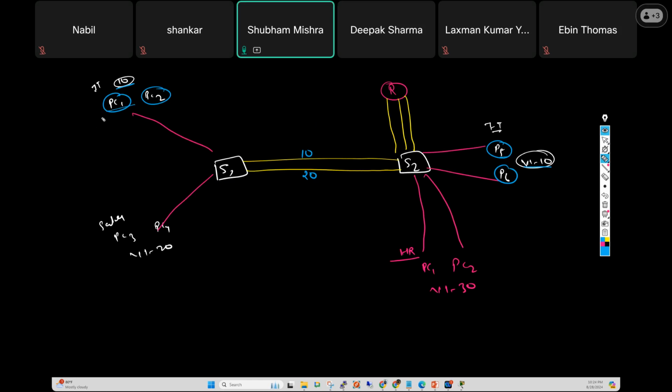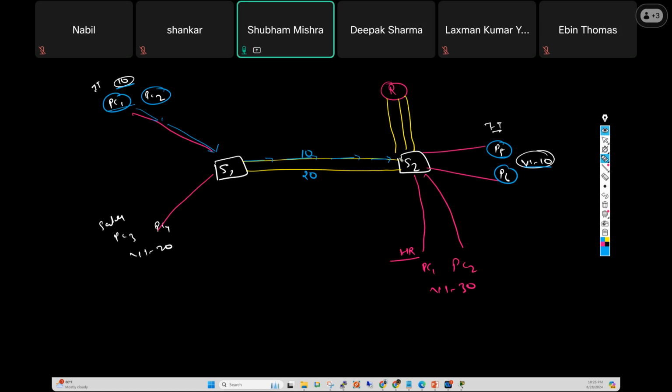PC number 1 will generate the packet. Packet will reach the switch. What will the switch do? The switch will forward this packet through all the interfaces which are a part of VLAN number 10. Yes or no? So the switch will forward this packet through this interface. Packet will reach switch number 2.